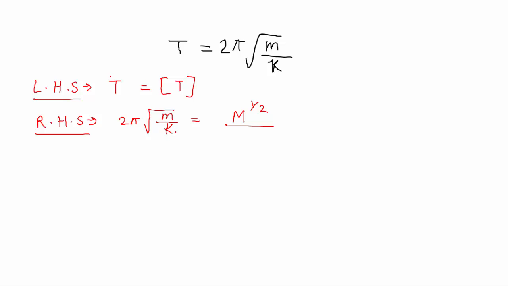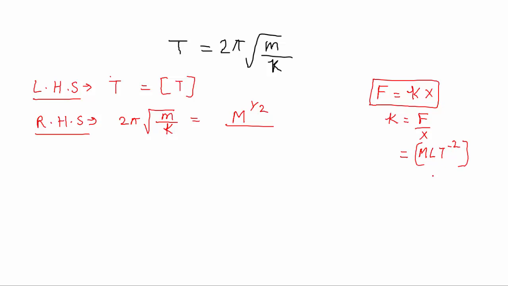k is the spring constant. So you know F equals kx. We know this formula from the spring. So if you rearrange it, k equals F over x, and F equals M L T to the power minus 2. F is force here, and x is the length, so its dimension is L here. So we got k equals, L would be cancelled out, M T to the power minus 2. We can plug in over here M T to the power minus 2.